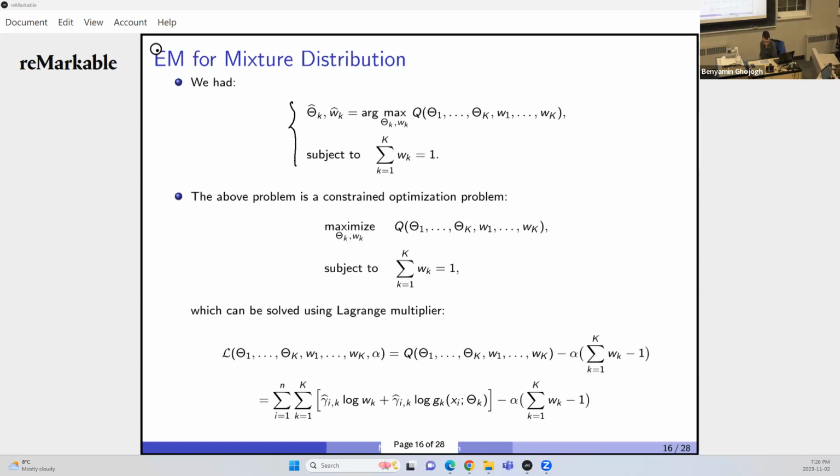Now, what is this? It is actually a constrained optimization problem because I'm maximizing this Q with respect to theta K and WK, subject to the weights summing to 1. It's a constrained optimization problem. What should we do for a constrained optimization problem? What do we always do in this course? No, it's a constraint. It's not unconstrained. When it is constrained, what do we do?